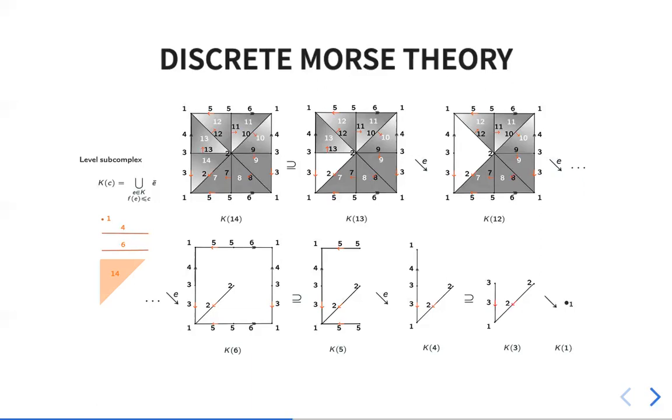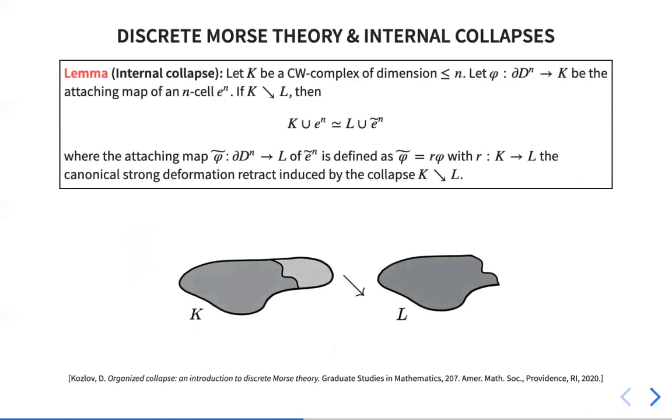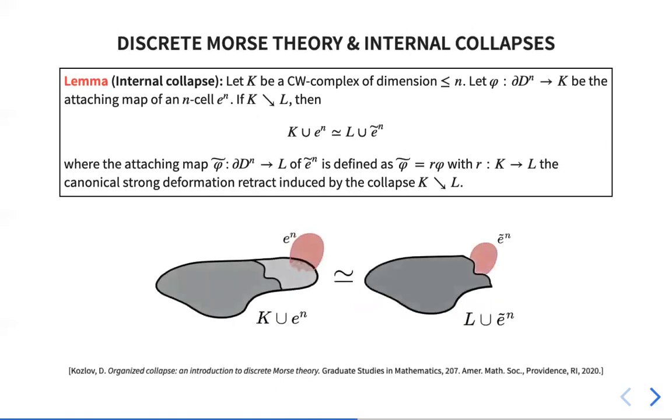So this is the idea of internal collapse. Suppose that you have a collapse, but you're touching a new cell, so you cannot perform the collapse. This cell in red plays the role of the critical cell, and these collapses are the non-critical cells. So you can compute a new attaching map for this cell using the retraction induced by the collapse. So you have a new attaching map, and the question is, how are these two complexes related to each other? Well, they are homology equivalent. It's not difficult to prove.